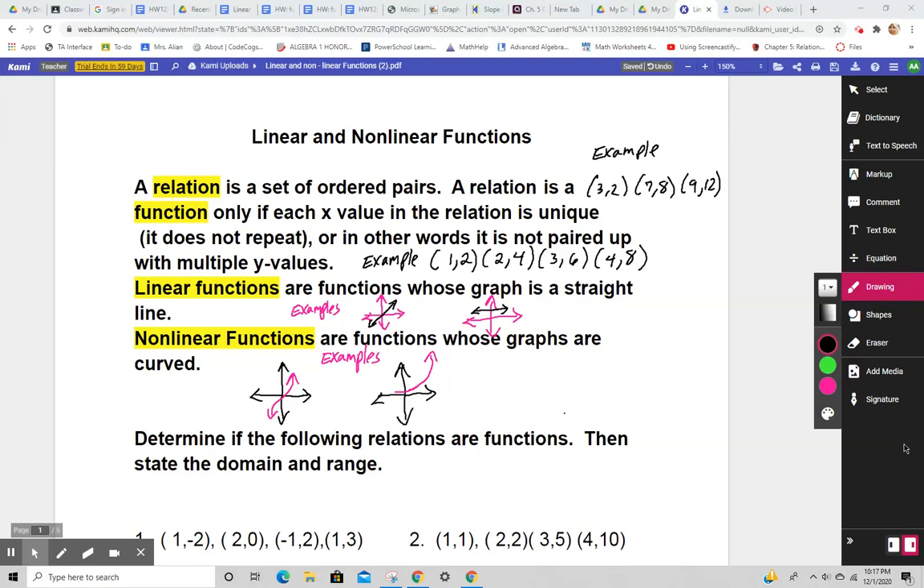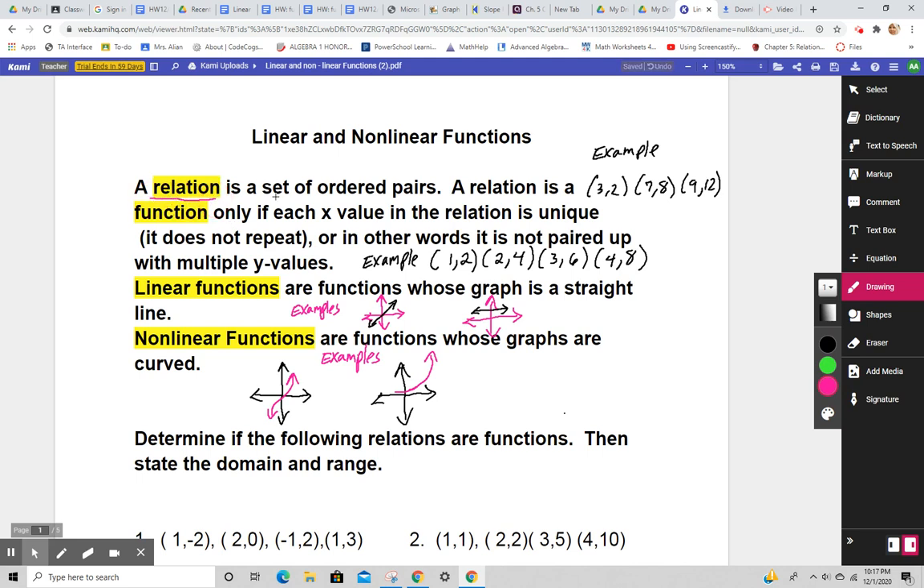Hi everyone, this is a lesson on linear and nonlinear functions. We're going to start this lesson by going over some very important words that go with this lesson to help you understand it. All right, so our first word is a relation.